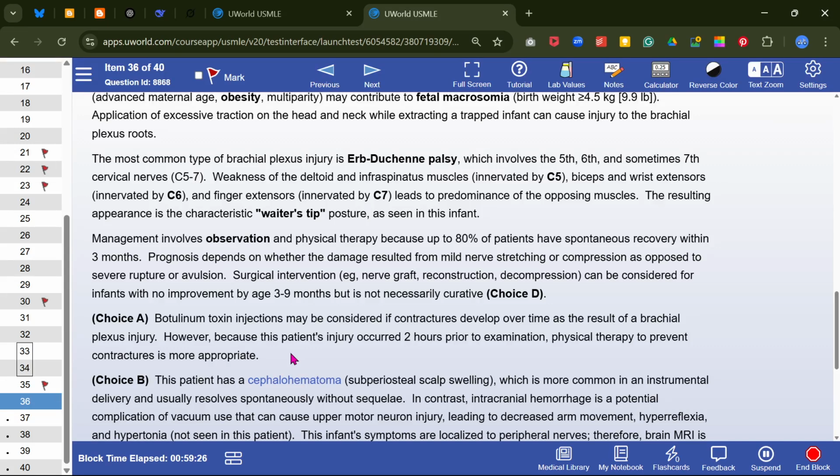Management involves observation and physical therapy because up to 80% of patients have spontaneous recovery within 3 months. Prognosis depends on whether the damage resulted from mild nerve stretching or compression as opposed to severe rupture or avulsion. Surgical intervention, nerve graft reconstruction, or decompression can be considered for infants with no improvement by age 3 to 9 months, but it is not necessarily curative.